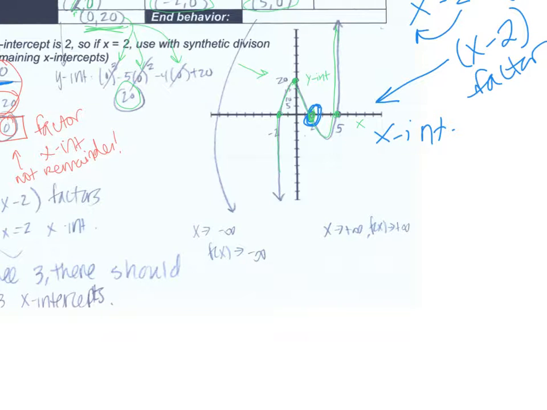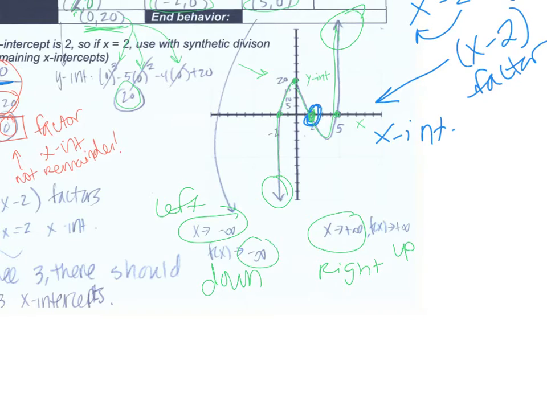Again, for end behavior, this means look on the right. And on the right, since our graph is going up, it's positive infinity. This means look on the left. And on our left, our graph is going down. That's why we say negative infinity.